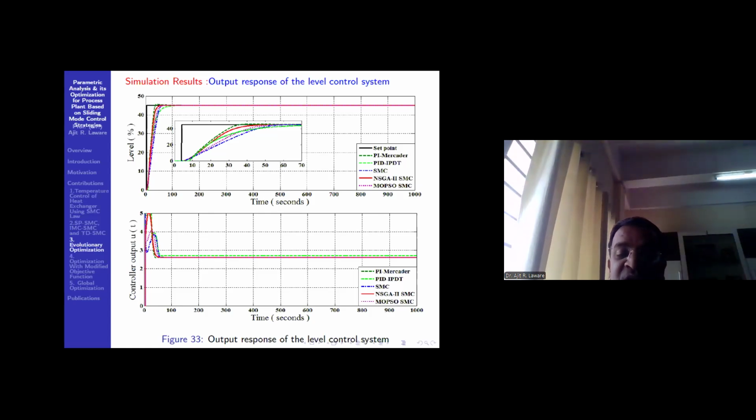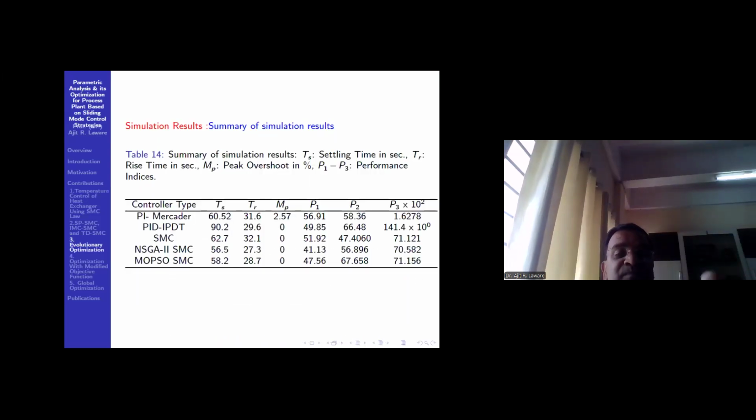If you observe NSGA2 SMC, you are getting a red color peak. The red color peak is much higher than the others, but the convergence is earlier. If your peak is more, then convergence is earlier. This is the simple concept over there.